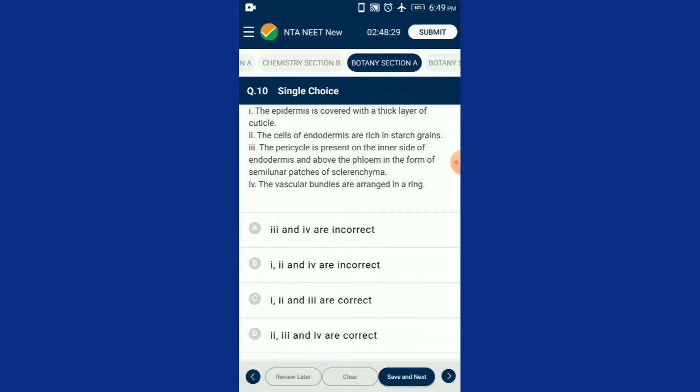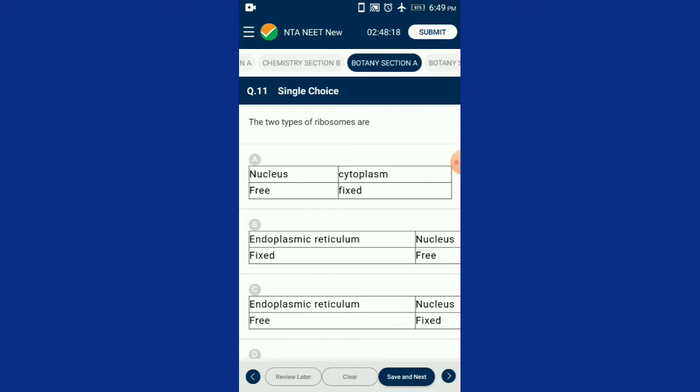Except statement 1, remaining all the statements are correctly given. Question number 11. The two types of ribosomes are.